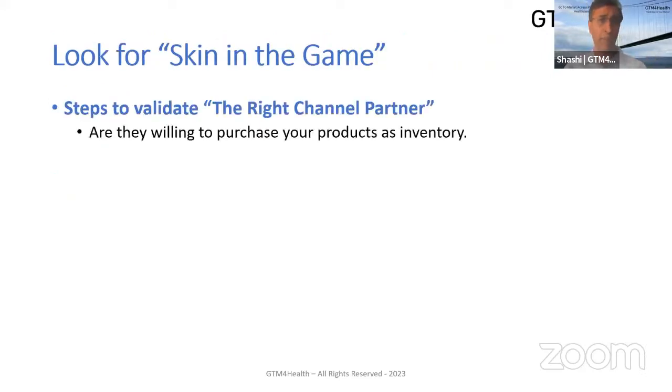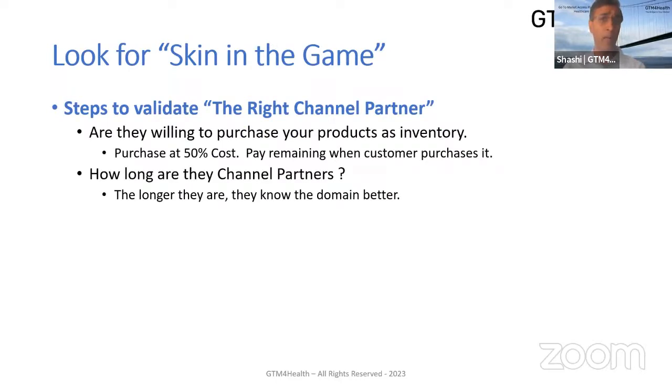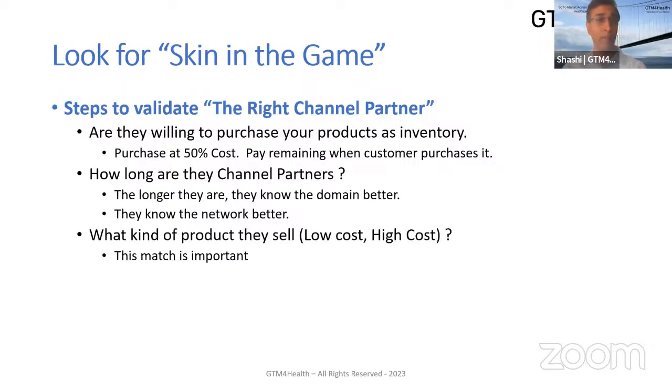Now, for skin in the game, look at the right channel partners. Are they willing to buy your products once they do it? Demo units they call, buying at 50%. And you also need to look at how long they have been available. How long are they doing business? The longer they are, the better they know the domain. What kind of products do they sell? Low cost, high cost. Now you understand where you fit in.